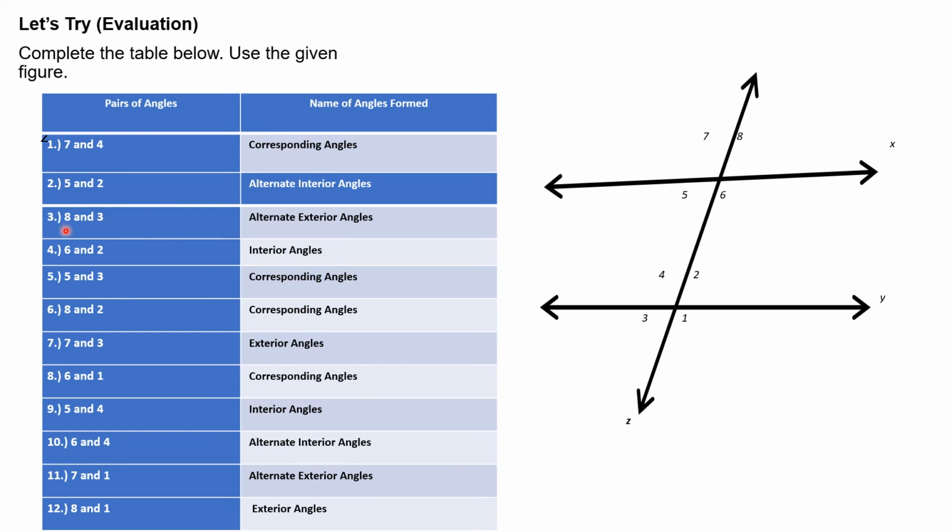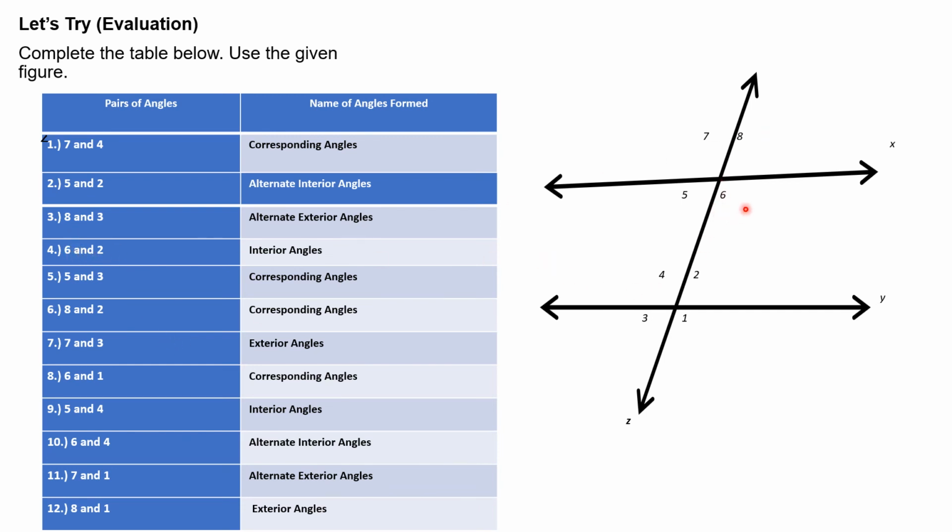Next, number 3, angle 8 and angle 3. We have here angle 8, an exterior angle, and then we have angle 3, wherein both of them are exterior angles but on the different side or opposite side of our transversal line. That means they are alternate exterior angles. Very good.